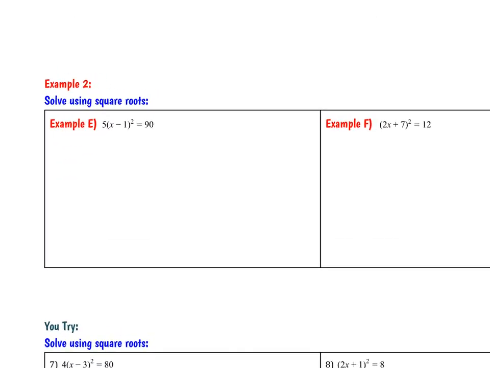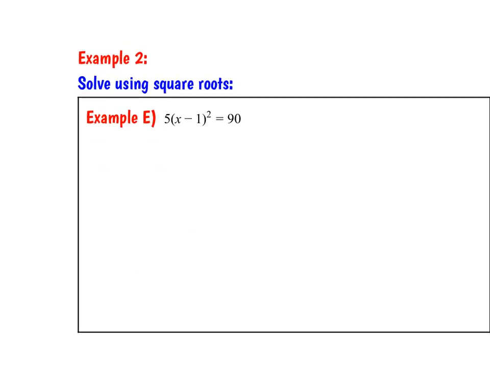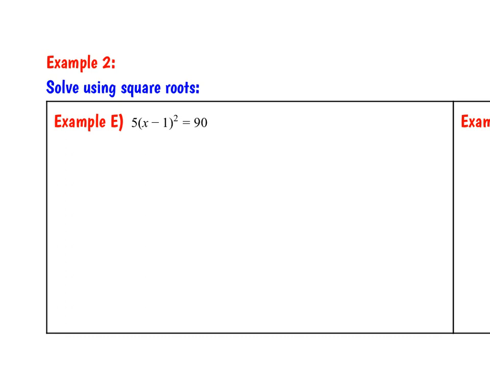Now let's do one more set of problems, solving using square roots. So this is a little different. We don't have just a regular x squared. We now have x minus 1 raised to the square. We still want to isolate the square. And so what we do first is we're going to divide both sides by 5. So we get x minus 1 squared equals 5 goes into 9, 1, 18.